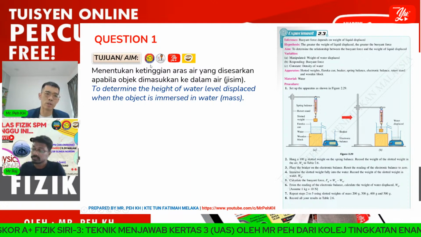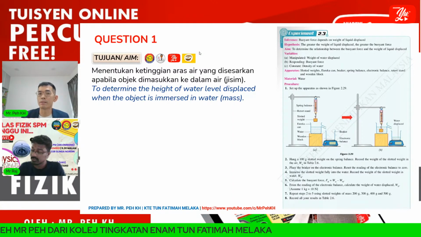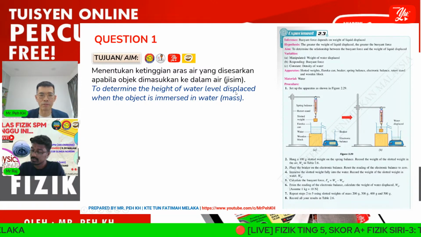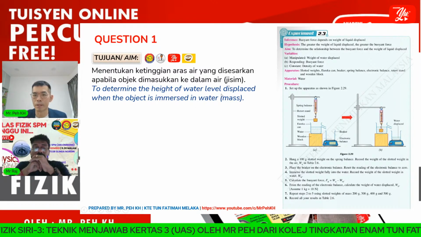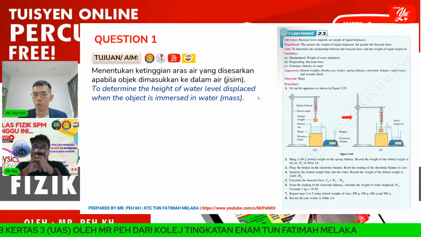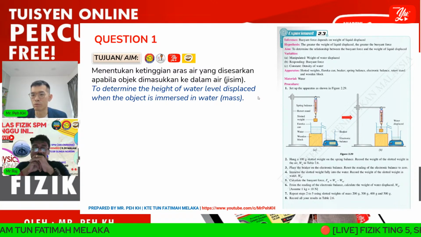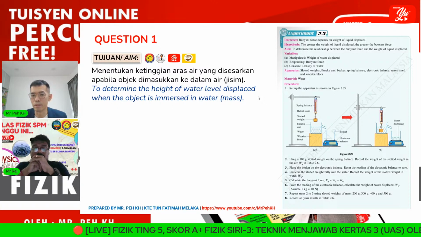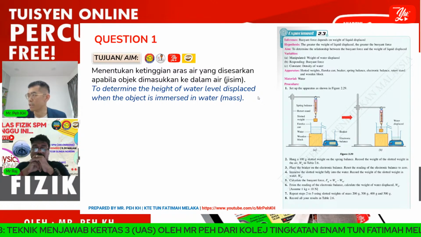Okay, and then the question I want to discuss here is actually the real question from Trial Malacca 2022. Okay, so the aim for the experiment will be to determine the height of water level displaced when the object is immersed in water. Okay, so the object studied for this question will be related to mass. This question is actually quite special. Although this question is considered a hypothesis experiment, and normally the question will ask students to find MV and RV, the question designed by Malacca Trial 2022 does not ask students to find out any MV and RV.